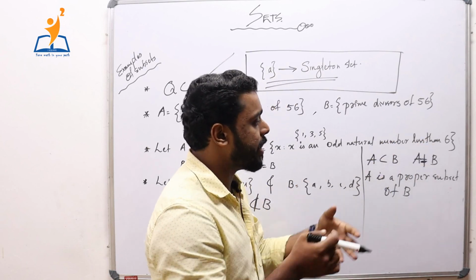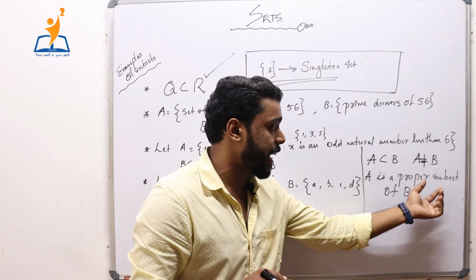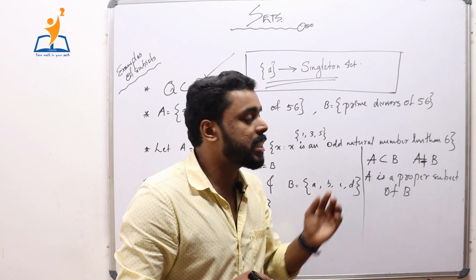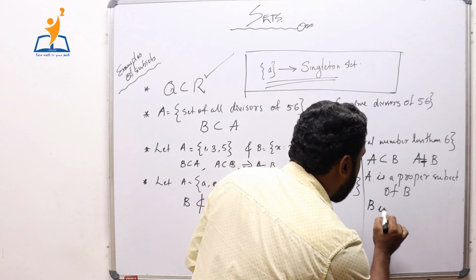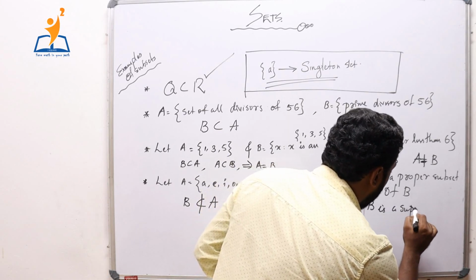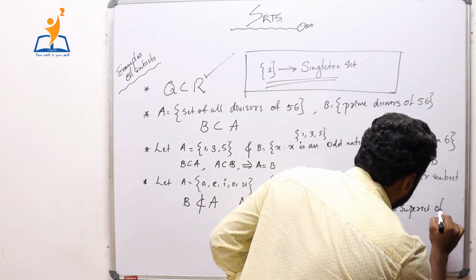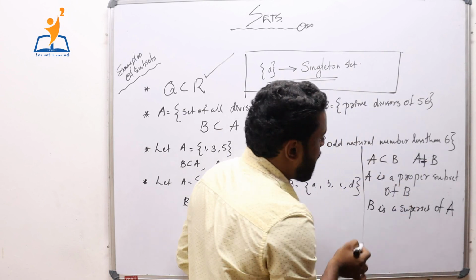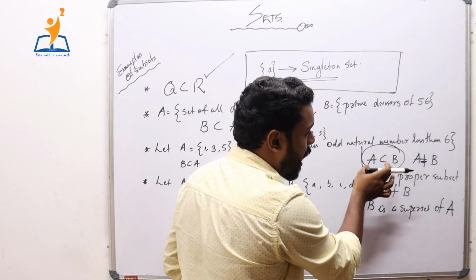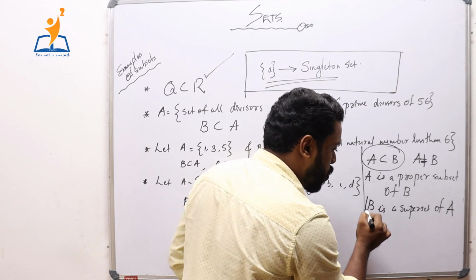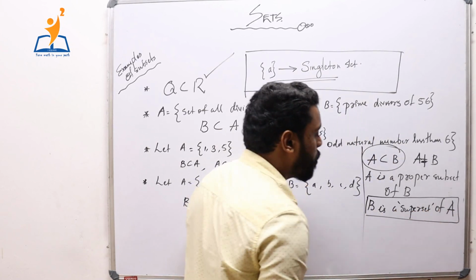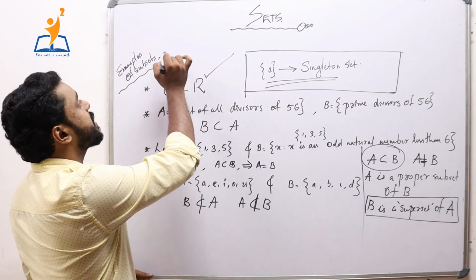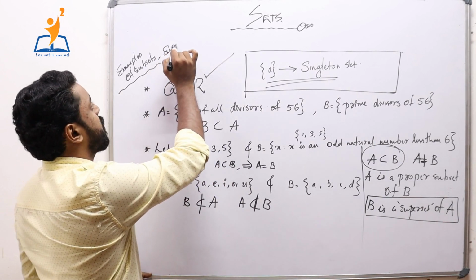Now there is another way to tell the same thing. We know that A is a subset of B. Instead we can say that B is a superset of A, which also means the same thing. So saying A is a subset of B is the same as saying that B is a superset of A. So remember the two terms, subset and superset.